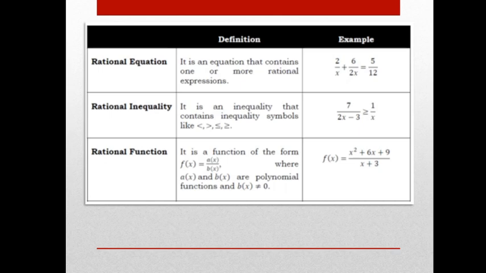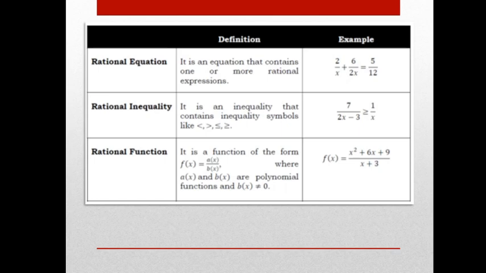So dito we have three kinds of rational expressions. The first one is rational equation, the second one is rational inequality, and the last one is rational function. So yung rational inequality, it is an inequality that contains inequality symbols like less than, greater than, less than or equal to, greater than or equal to. Pwede rin yung not equal, no? Yung namang rational function, it is a function of the form f of x equals a of x over b of x, where a of x and b of x are polynomial functions and b of x is not equal to 0. Yung kagaya na sinasabi ko kanina, hindi pwedeng 0 yung denominator.